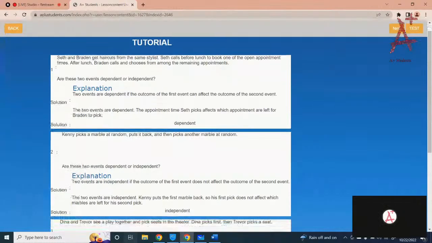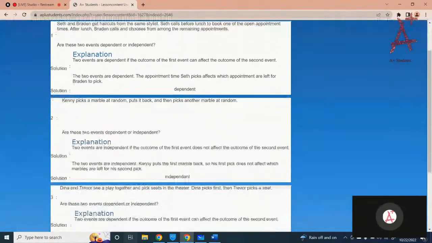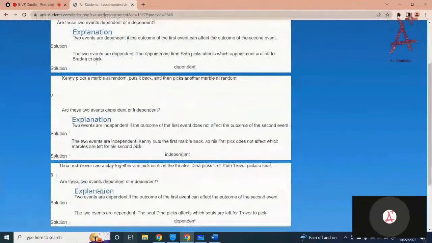Okay. The next one is: Kenny picks a marble at random, puts it back, and then picks another marble at random. So are they dependent or independent? They are independent. Got it? Because he picks at random and then puts it back again, and then again he picks another one. So that means the events are independent of each other.